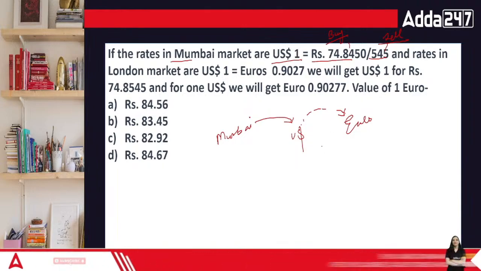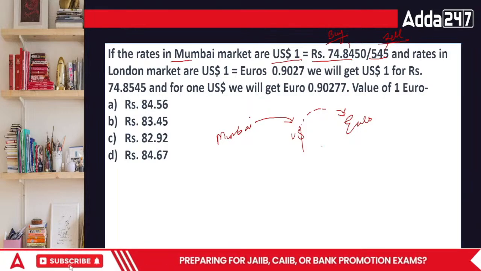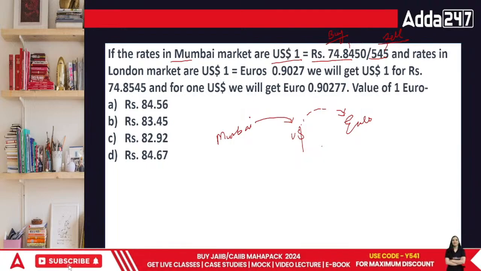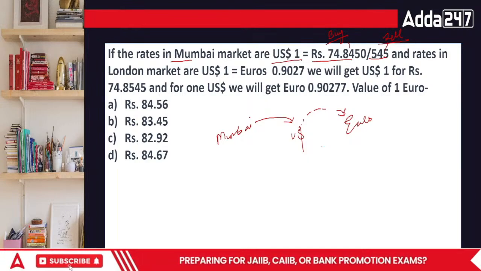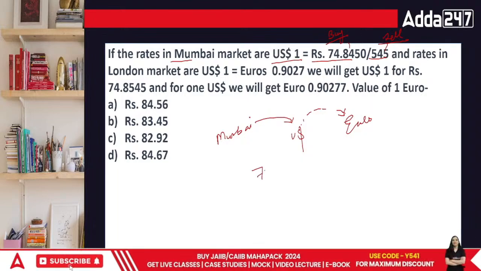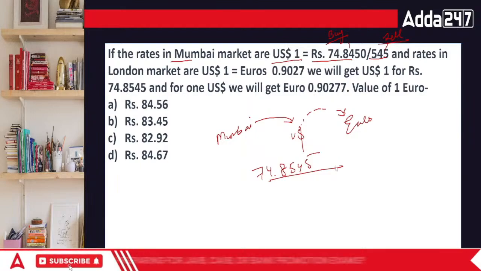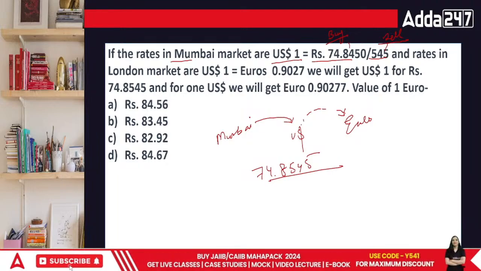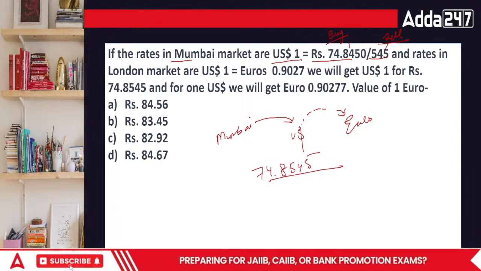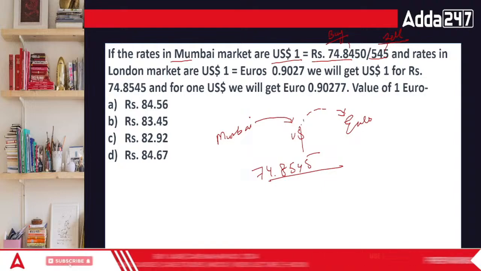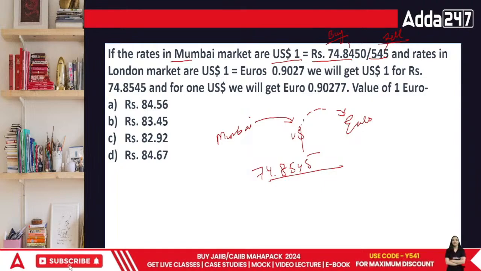If the rates in the Mumbai market are US dollars 1 is equal to, if you buy US dollars, then it is 74.8450. If you sell, then it is 74.8545. The last digits are going to be the same. And the rates given in the London market are what? The rates in the London market are US dollars 1 euro is equal to 0.9027. Now that means if I give away 0.902 dollars, I will not even get one full euro. That means the euro is stronger.